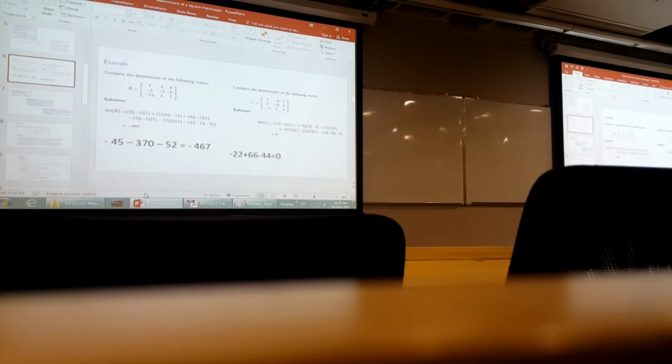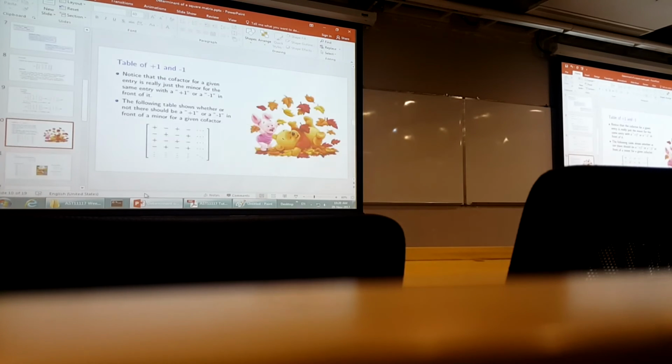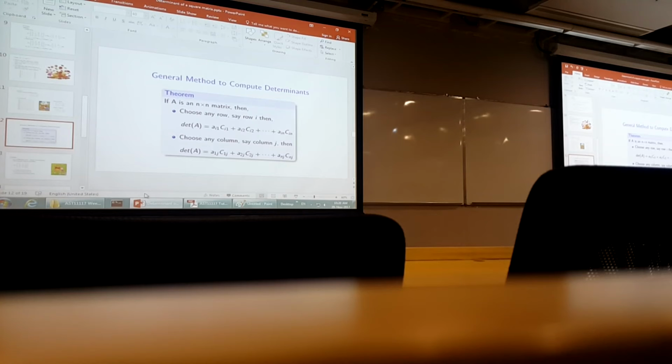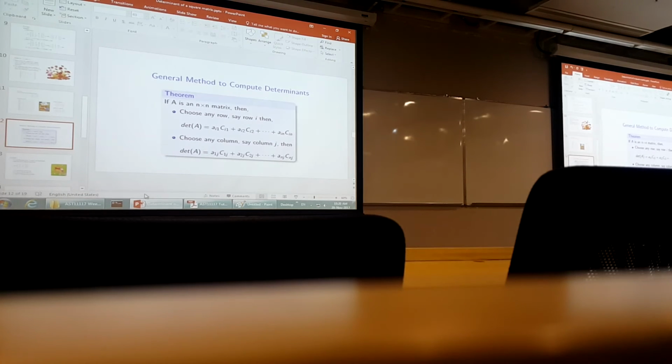That is what it is like. You can choose any row or any column from the original matrix and the same row or column from the matrix of cofactors, take the dot product. That is the determinant of the matrix. Okay?